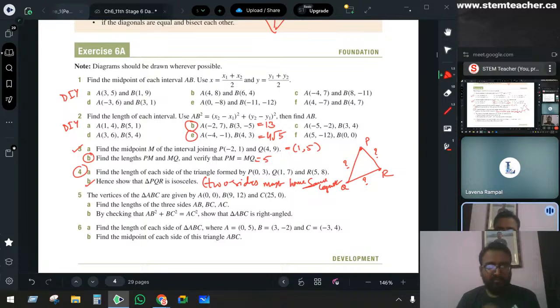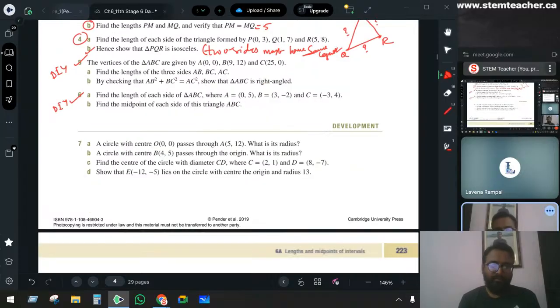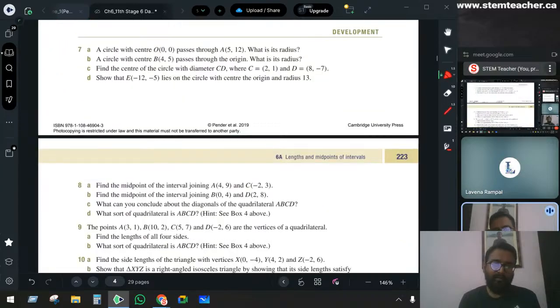And here also it is just verification of the property. In the right angle triangle, we have to do that. And the sixth one is the midpoint of each side of the triangle. So find the lengths and all. You can try it, you can do it yourself. Okay, they are simple. DIY.